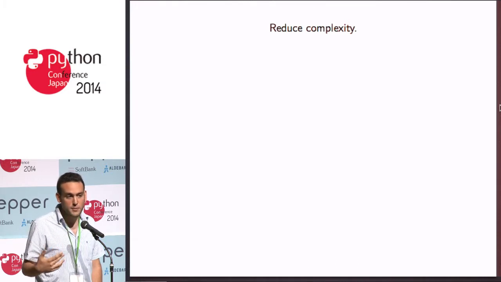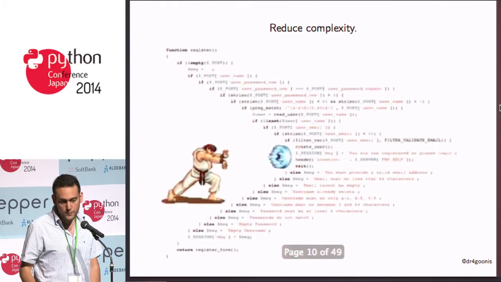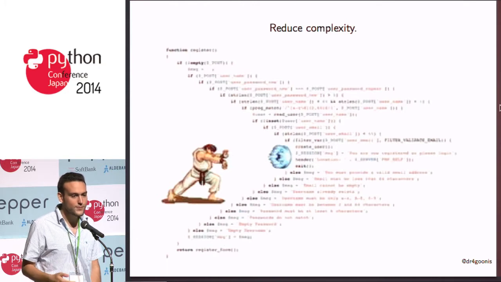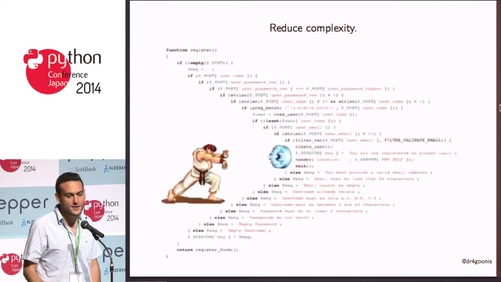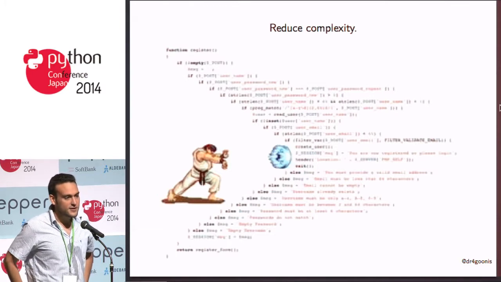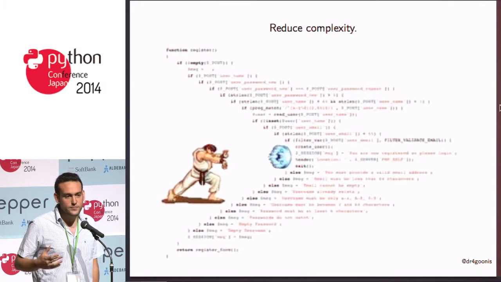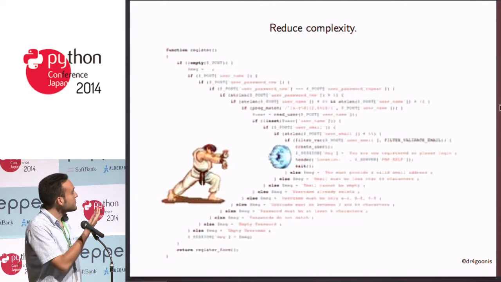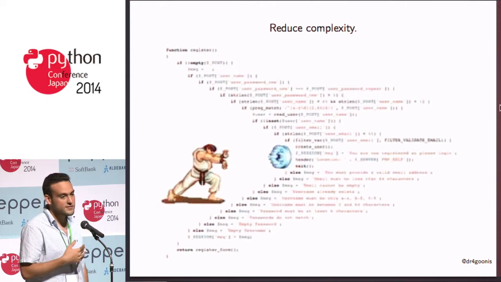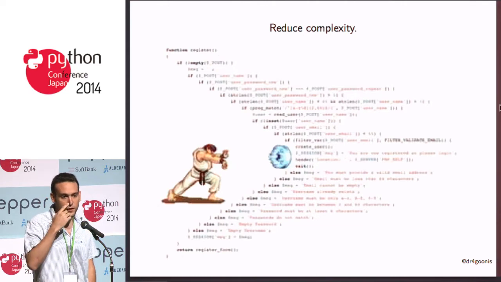There's also the problem of code complexity. So yeah, that's a very deeply nested if statement. In general, there are many different ways to measure complexity, but at least we can all agree, for example, that this function is kind of hard to maintain.